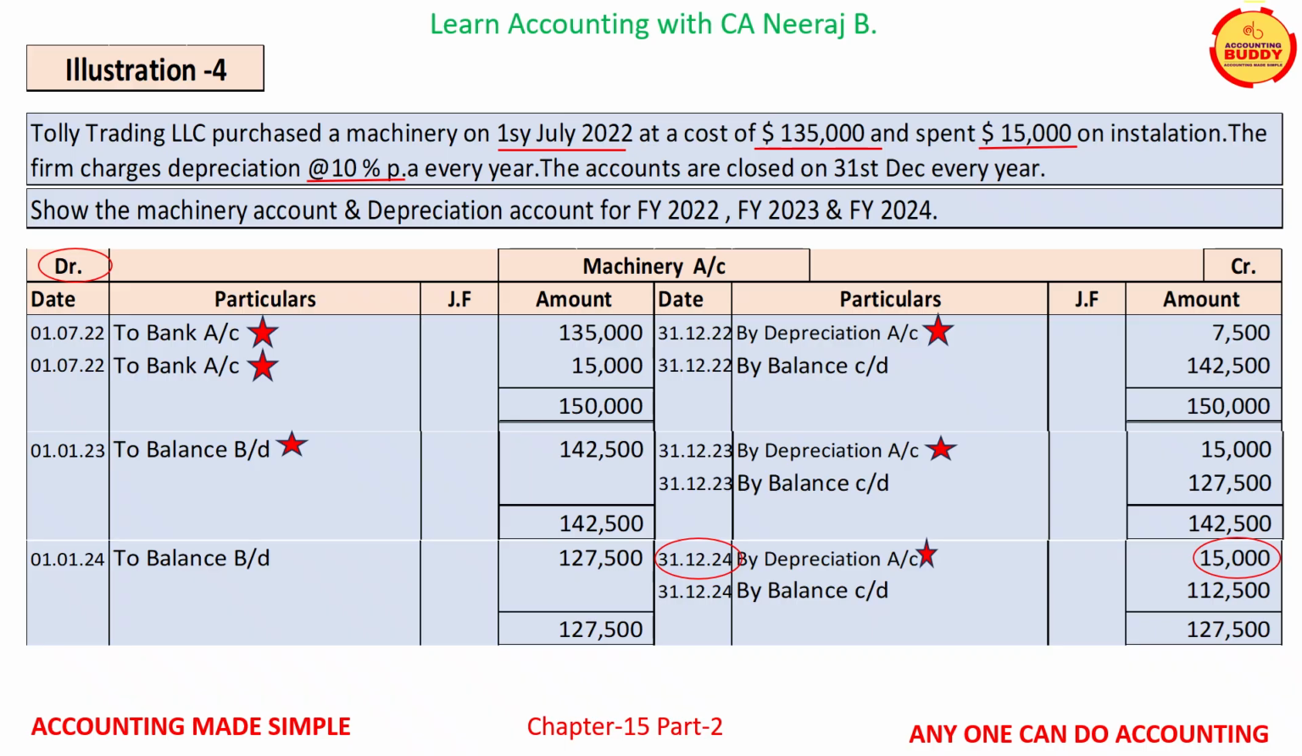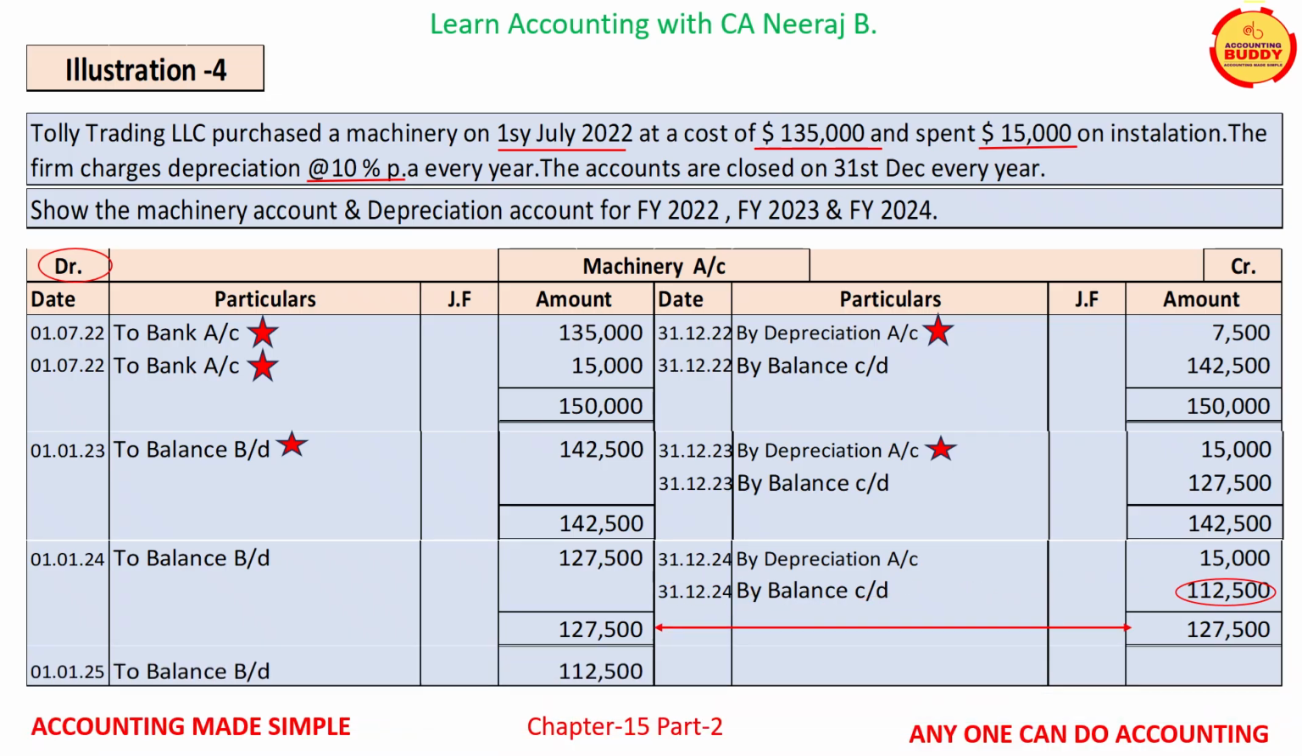Now from the left hand debit side total of $127,500, when the transaction of $15,000 on the right hand credit side is deducted, a closing balance in the machinery account amounting to $112,500 is left as on 31st December 2024 and is shown on the right hand credit side of the machinery account by writing the words by balance carried down. Thus the machinery account as on 31st December 24 is said to be balanced.